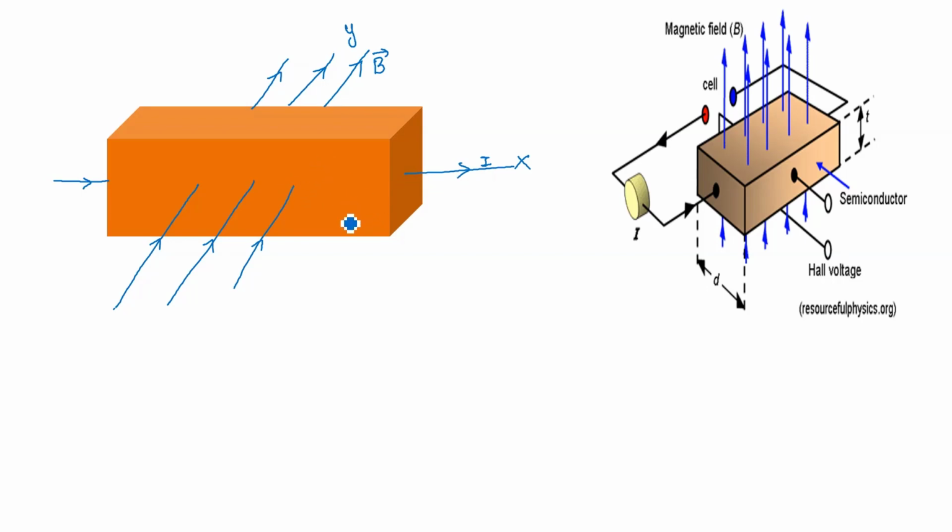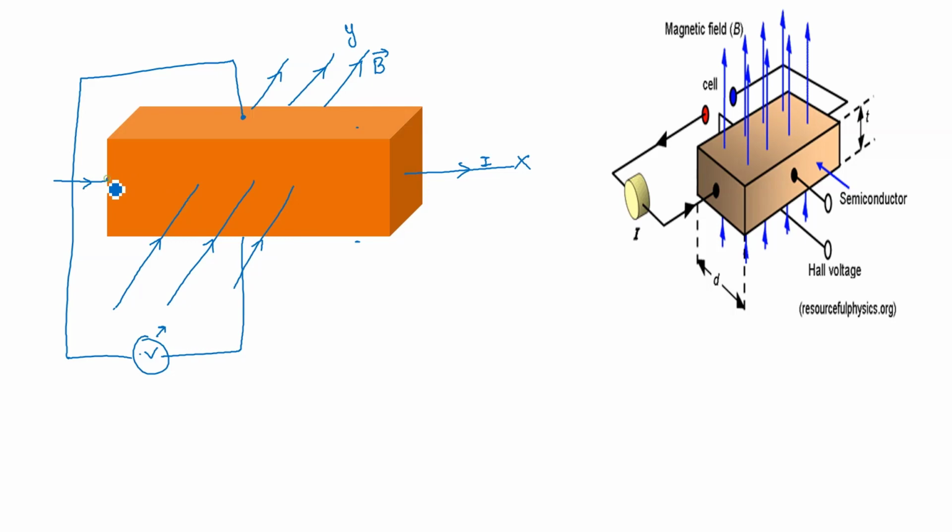Now which two surfaces of this sample remain? That is this top surface and this bottom one. As per the Hall effect, if we connect these two surfaces to a voltmeter, then this voltmeter will show some voltage. So how is the potential difference generated across these two surfaces?